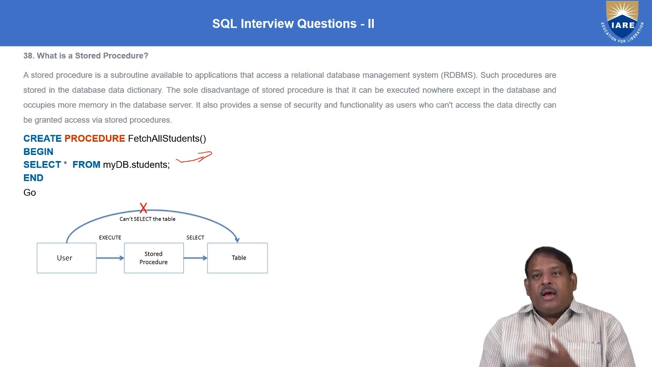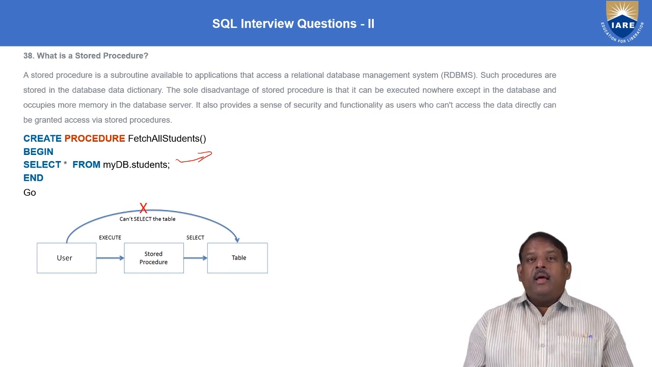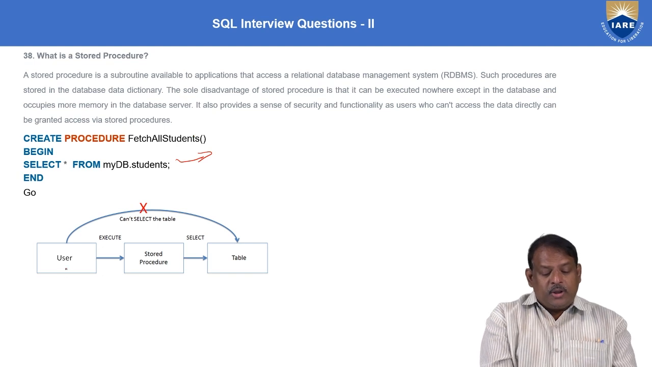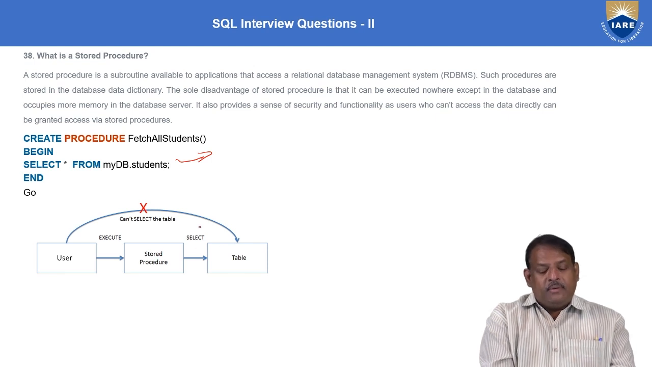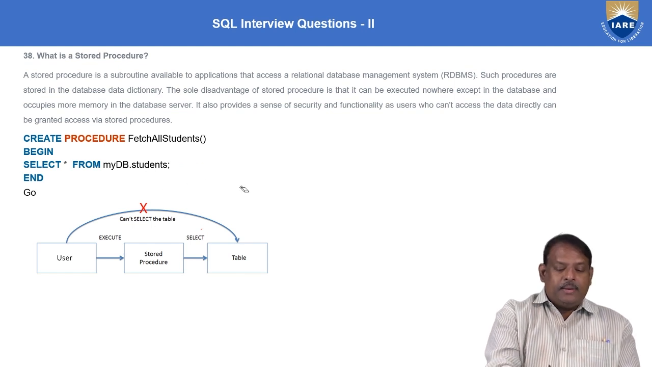Suppose my end users do not have access to this student table because, due to security reasons, I don't want to give them access to the student data. I want to give access to fetch all the students. If I execute this, they are going to get output. So the user executes the stored procedure, he gets the data. But the same user cannot directly access the table.